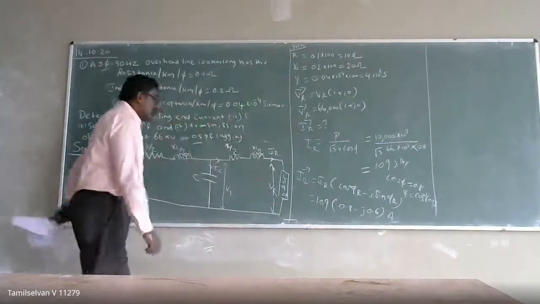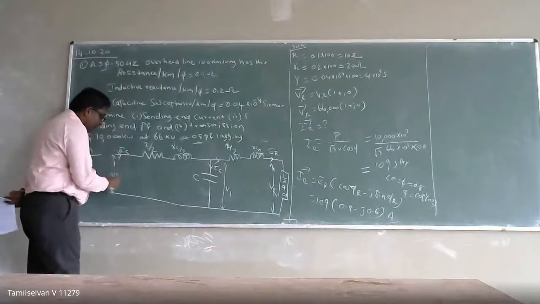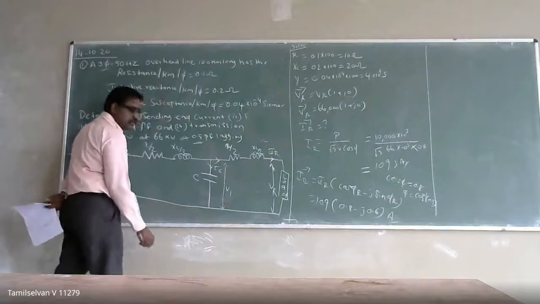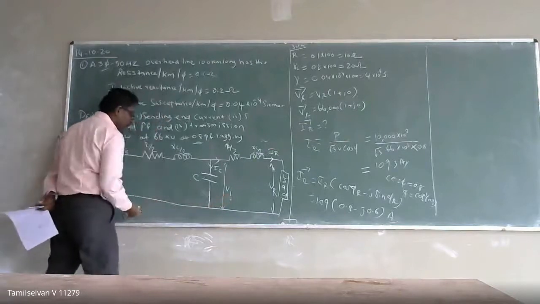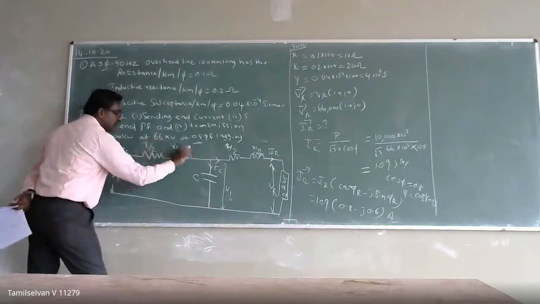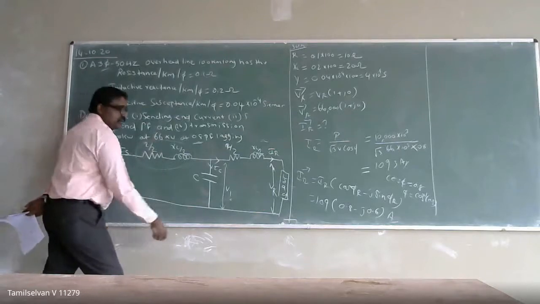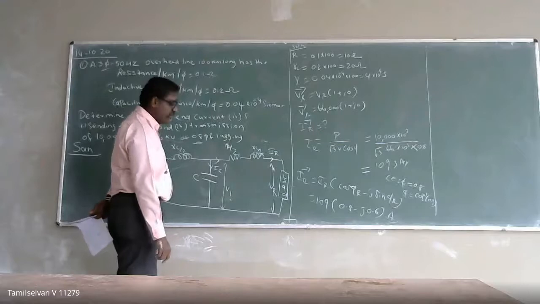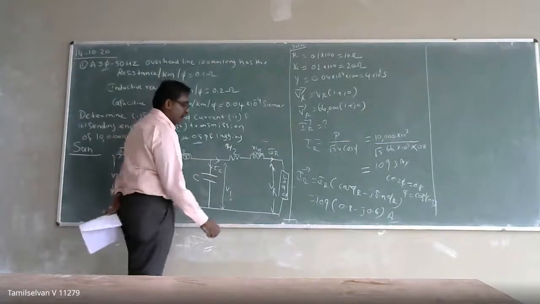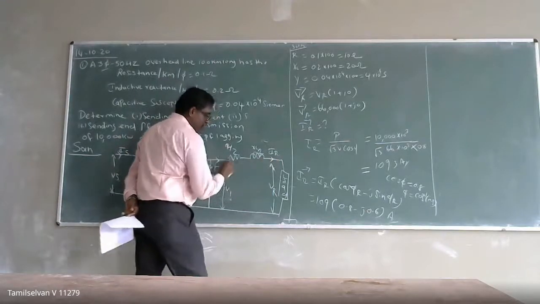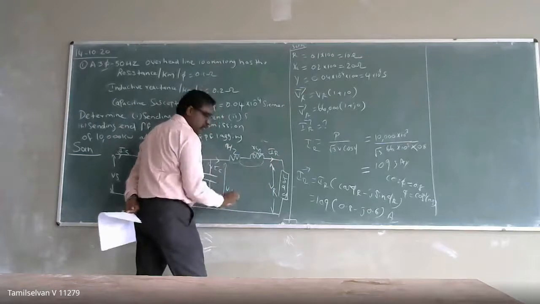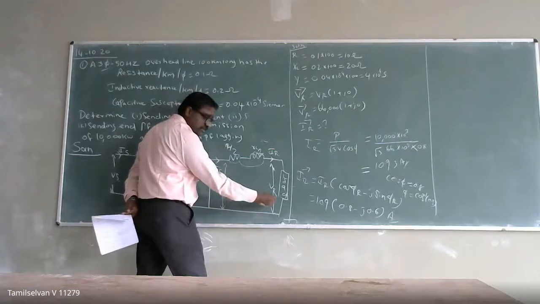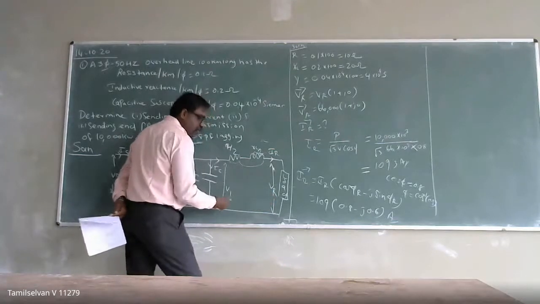Now for determining the Vs, I need a V1 value, because if I know the V1 value, then only I can add the impedance. So what about my V1? Since I know the current value, the drop across this section of the impedance plus my receiving end voltage is equal to my V1.